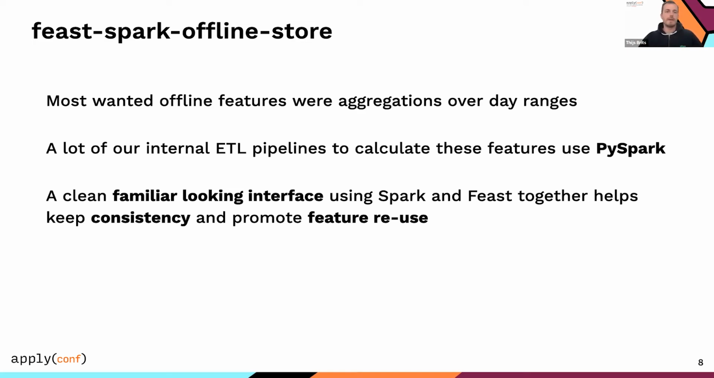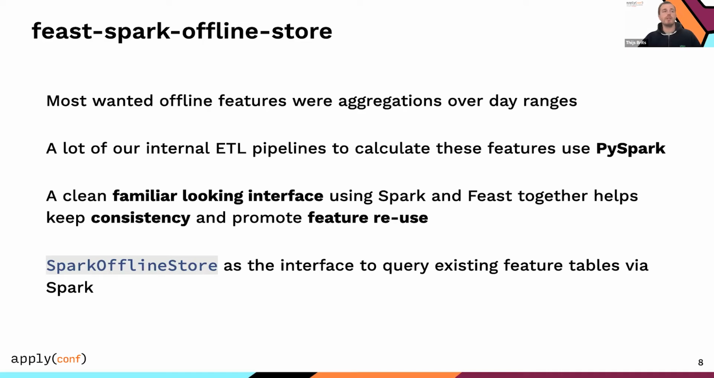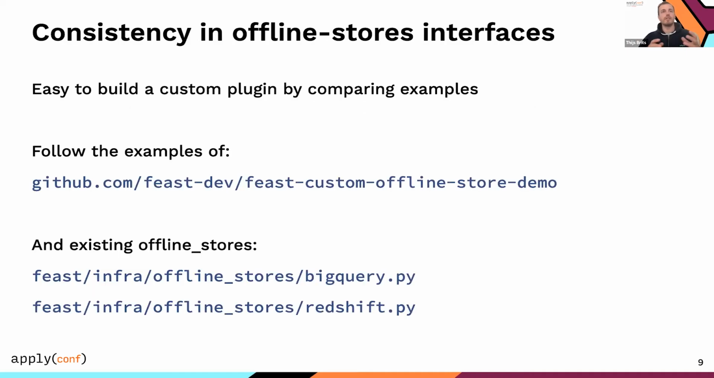So then we started building the Spark offline store, and basically followed the templates of BigQuery and Redshift. We could really see these nice examples and focus on the consistency between these, and it was really easy to develop this way.